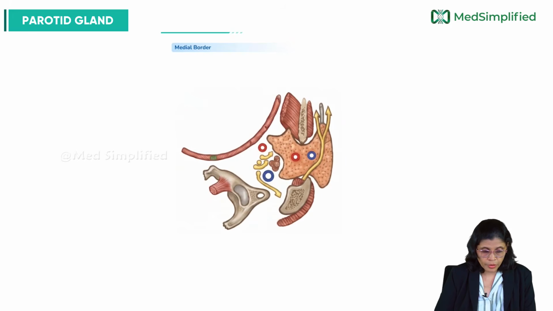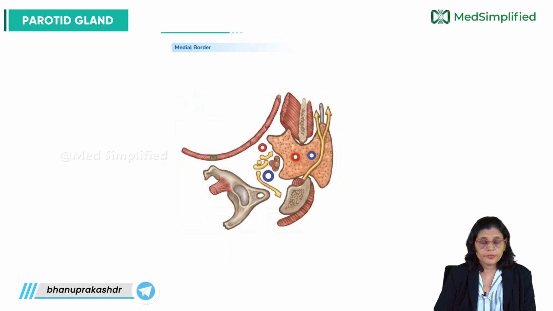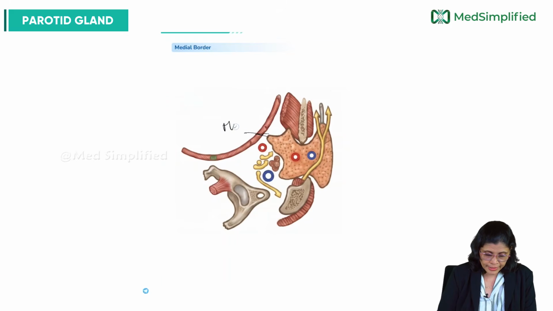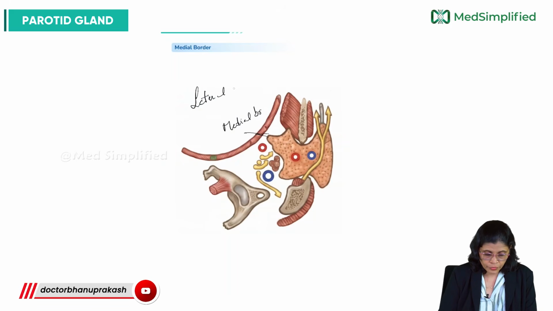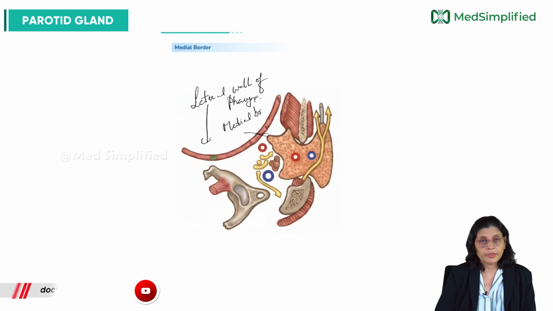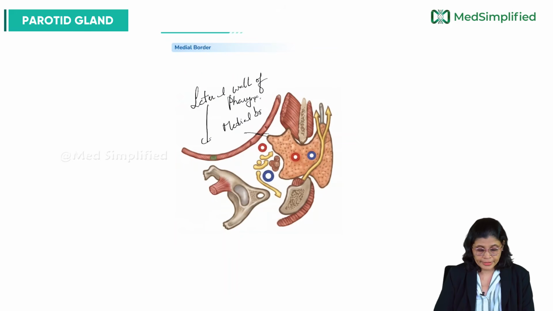Next, the medial border. The medial border is directed medially, separating the anteromedial surface from the posteromedial surface. This medial border is related to the lateral wall of the pharynx. So these are the structures in relation here.